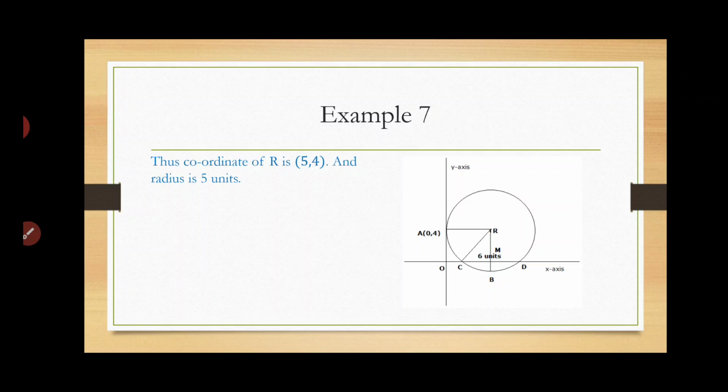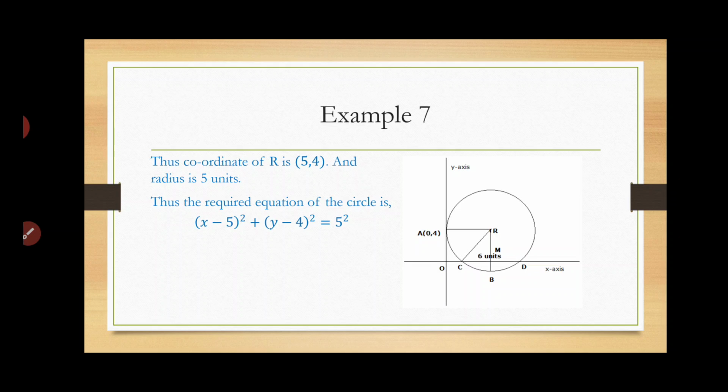So that is basically all I need to know to find the equation of a circle. I got the coordinates of the center, and I got the radius as well. So the equation of the circle becomes (x - 5)² + (y - 4)² = 5².